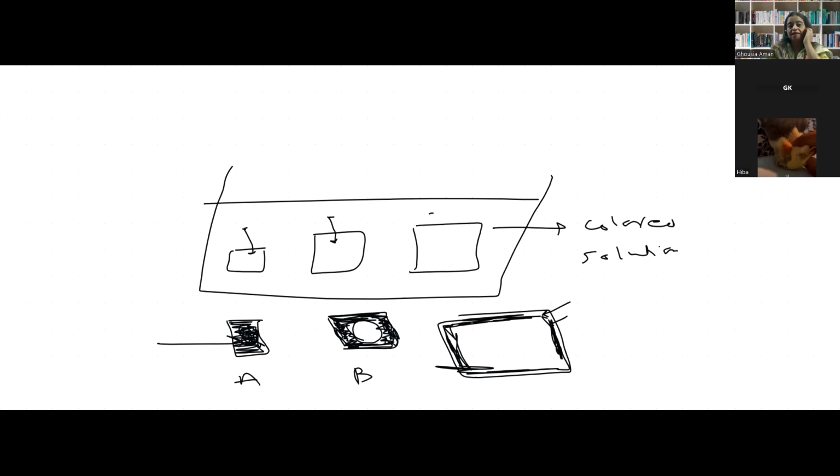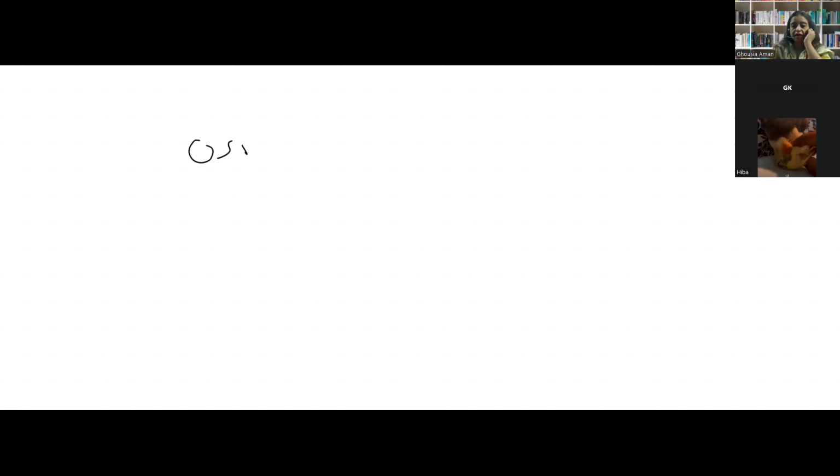Osmosis is also a passive transport. What is the meaning of passive transport? Without any consumption of energy, the molecules will move. What type of molecules?